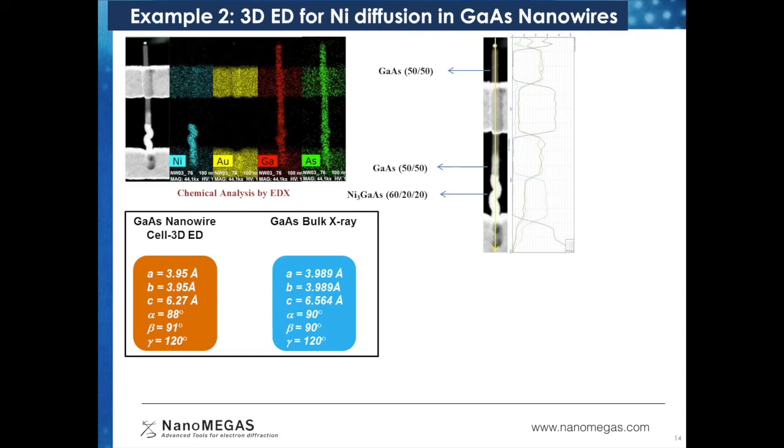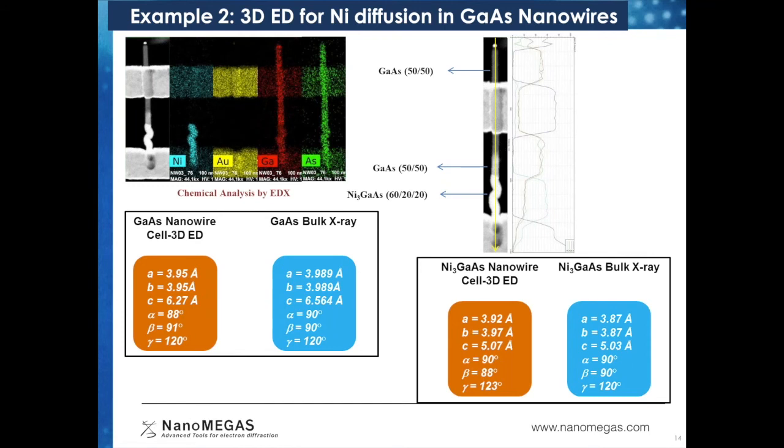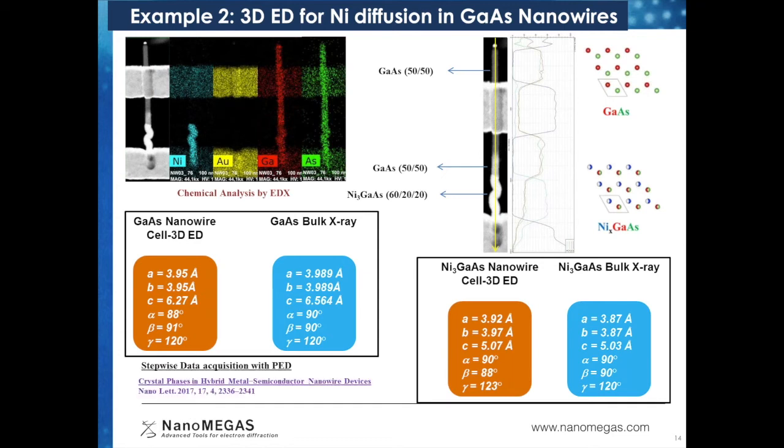3D electron diffraction data was acquired in stepwise mode with precession, and the unit cell was determined, and the unit cells from these 2 different locations match well with the X-ray result from the bulk material. Then from this 3D ED data, it was also possible to solve the structures of these 2 different phases. In this case, the acquisition was done in stepwise mode with beam precession, because the crystal size was very small and it was very difficult to track the crystals during the tilting procedure.